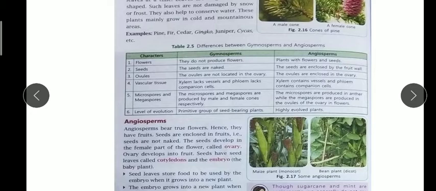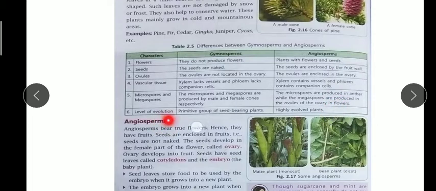and food. Now the fifth part is microspores and megaspores. Microspores and megaspores are produced by male and female cones. In angiosperms, microspores are produced in the anther, which is a stamen part, and megaspores are produced in the ovules of the ovary, which is present in the pistil part.